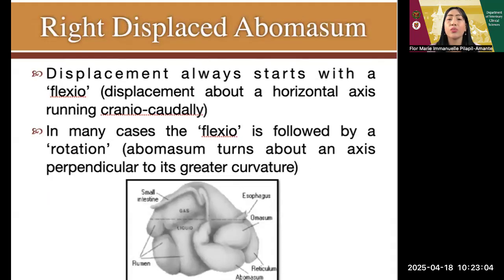Displacement always starts with a flexio, or displacement about a horizontal axis running craniocaudally. In many cases, the flexio is followed by a rotation wherein the abomasum turns about an axis perpendicular to its greater curvature.